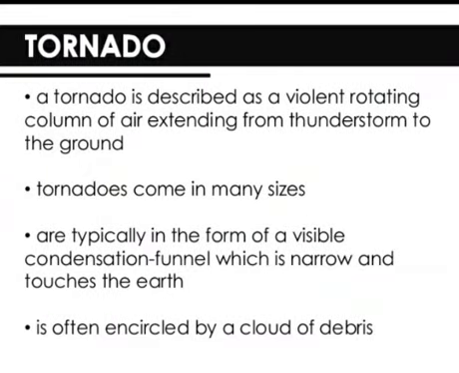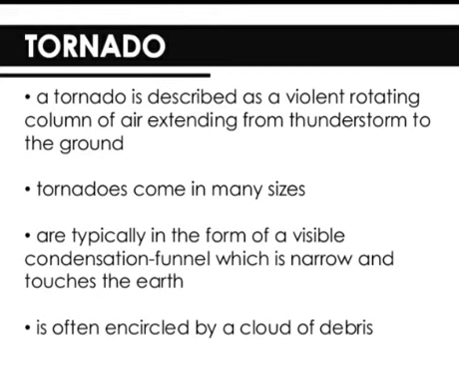A tornado is described as a violent rotating column. Take note, tornado is a violent rotating column. It's different from a cyclone. Kasi si cyclone, hindi mo naman siya nakikita. Si tornado, nakikita mo siya visually na meron talagang rotating column of air extending from thunderstorm to the ground.